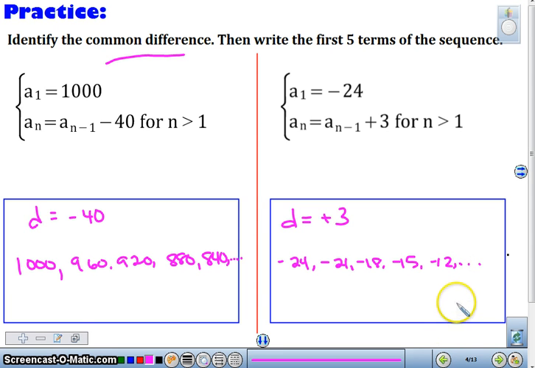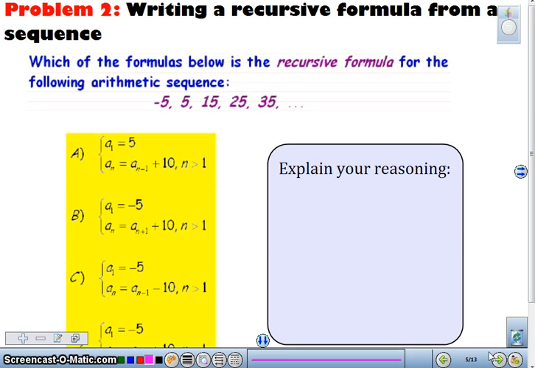Telling us the sequence continues. As you look at the next notes, it says, okay, writing a recursive formula when we're given a sequence. It says, which of the formulas below is a recursive formula for the following arithmetic sequence? And it says, explain your reasoning. Okay, so we're going to look through each one, and I do want you to think of giving a reason for each. We have a first term, a_n minus 1, then plus 10.